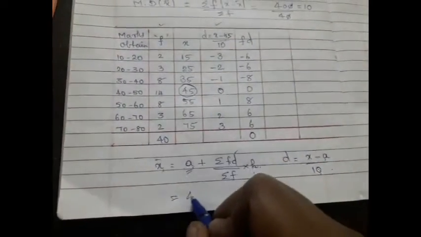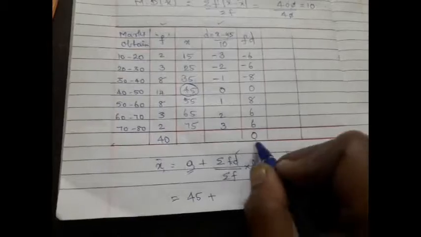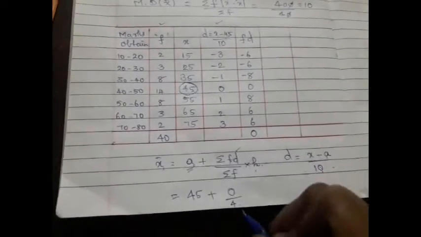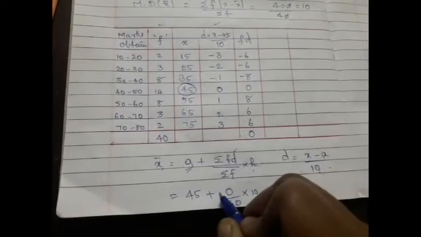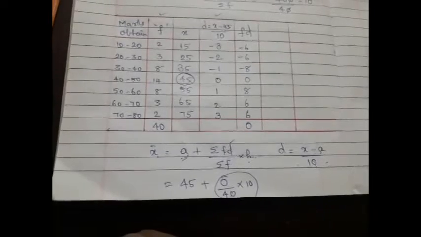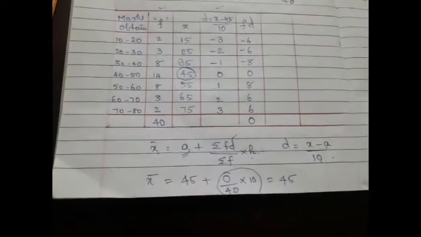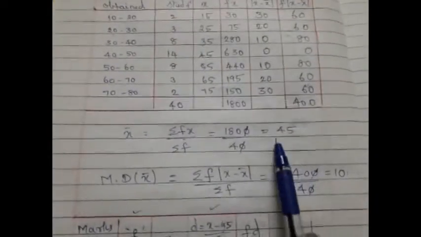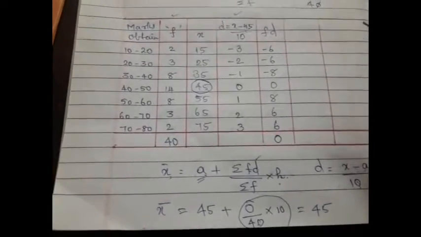Right? Now let us substitute in the formula. Our A is 45 we have chosen, plus summation FD is 0 divided by summation F is 40 into our H is 10. Right? Anyhow, this entire term is going to become 0. So the mean is 45. So x bar we found as 45. The same mean only we got in the previous method as well. But if you see the calculations, this has become easier compared to the previous method. Right? After finding the mean, the remaining procedures are same as we did in the previous problem.